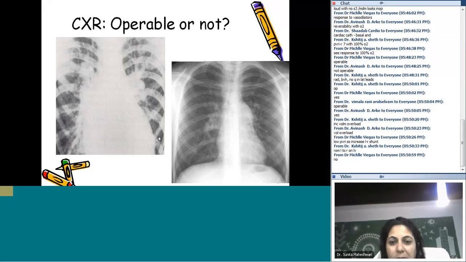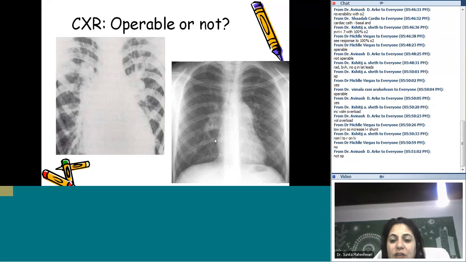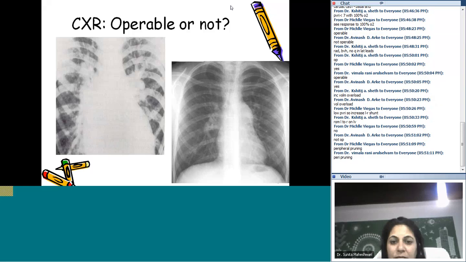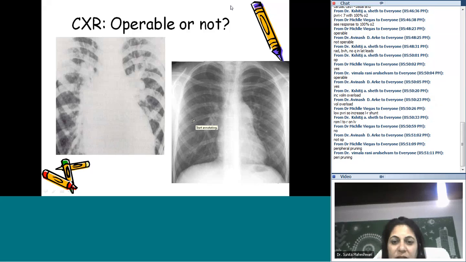What do you think? No. Why do you say no? Because he's got a normal heart size and he's got no plethora and he's got pruning. Everybody sees the pruning? Right? You can see here the cutoff. Vascularity is stopping here. Now he's got a pulmonary artery that's dilated. You all see the pulmonary artery?